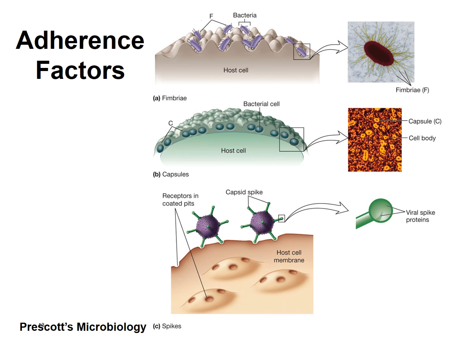So here's a picture of some adherence factors. Up on the top, we've got the fimbriae. Remember, those are little short protein filaments that stick out, and they allow the bacteria to stick to our cells. We also have capsules in the middle picture. The capsules are made out of polysaccharides, and they're sticky, so they will allow the bacteria to stick to our cells too. And then the bottom picture is showing the viruses with their spike proteins, which will bind to receptors on our cells and then allow them to get inside.